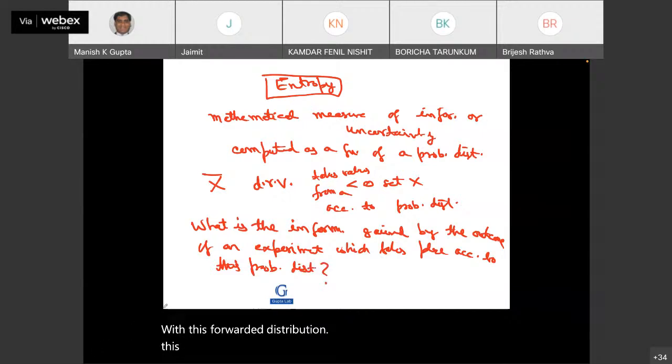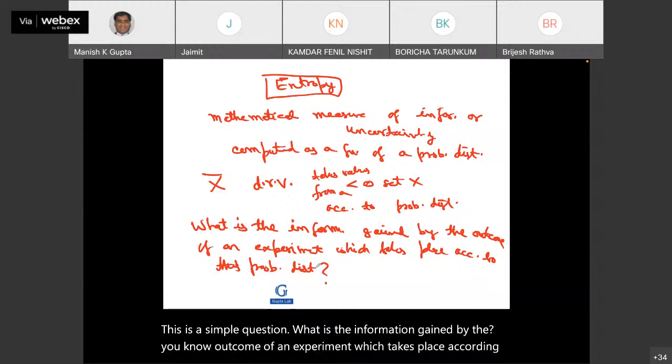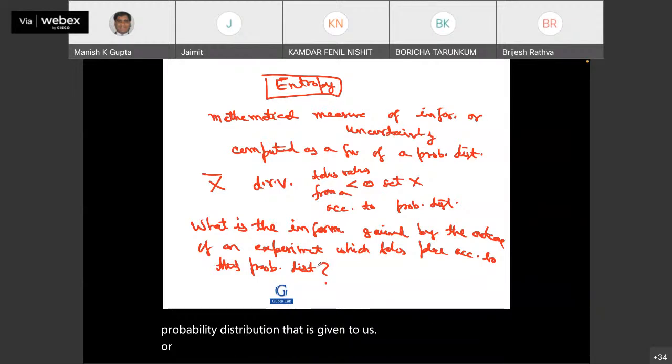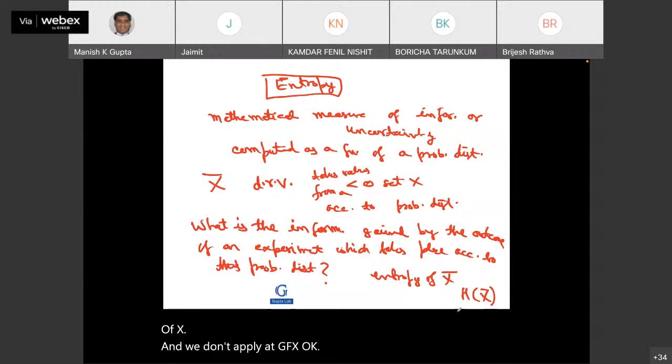This is a simple question. What is the information gained by the outcome of an experiment which takes place according to this probability distribution that is given to us? Or what is the uncertainty about the outcome? This quantity is known as the entropy of x. We denote it by H(x). Okay. So what is the uncertainty about the outcome?